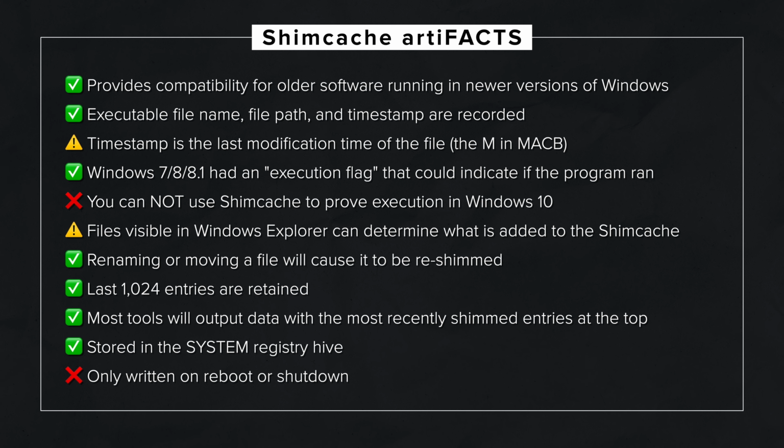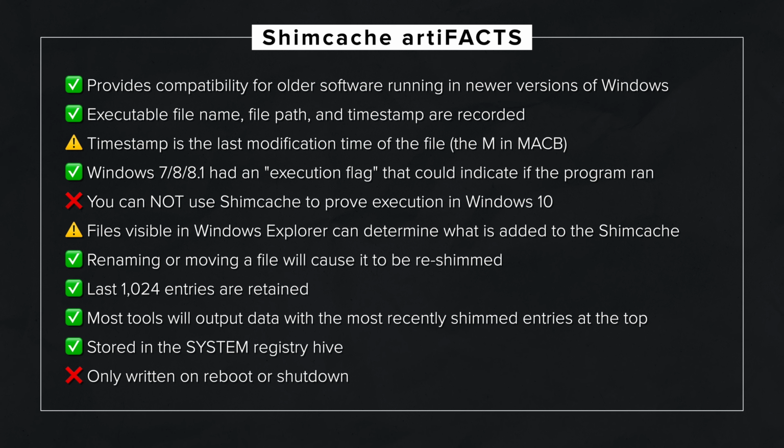All right, so what is stored within the Shimcache? The executable file name, the file path, and a timestamp. Now let's talk about that timestamp. The timestamp is the last modification time of the file. It is not the time the item was added to the Shimcache. It is absolutely not the time the program was executed. It is literally the last modification time of that file, the M timestamp in MACB, which again stands for modification, access, MFT record change, and birth. So that's definitely a source of confusion. Make sure you don't forget that.